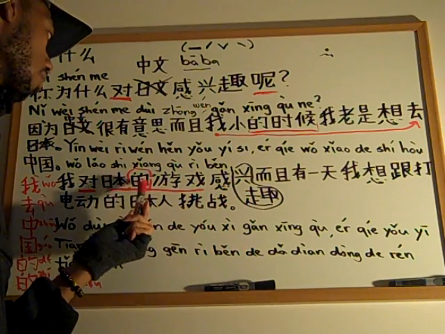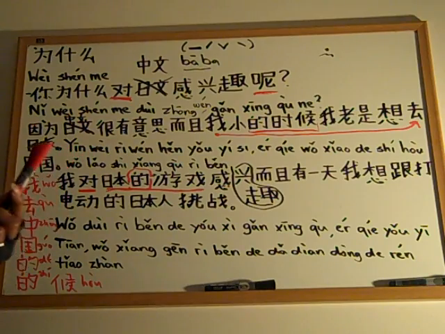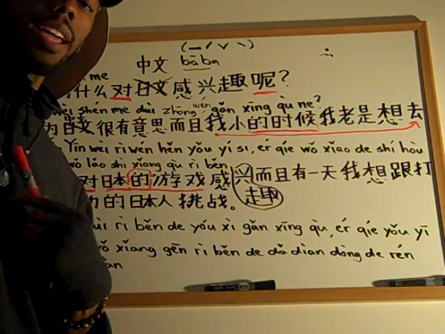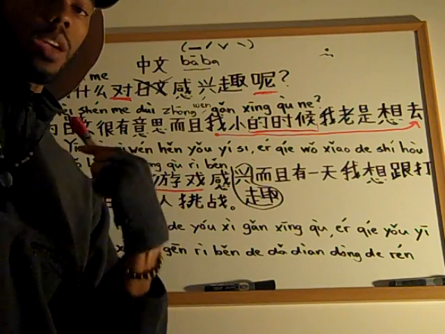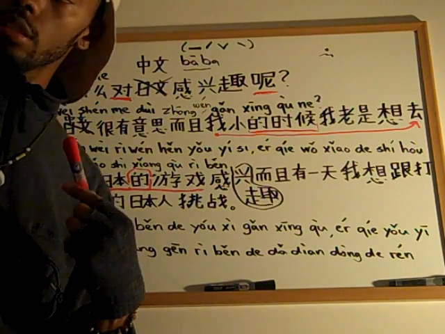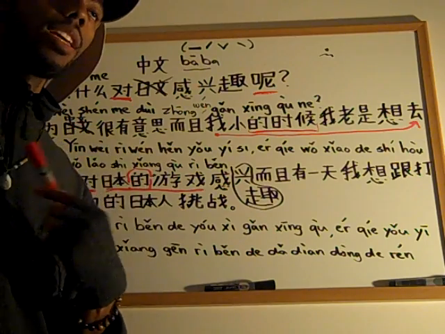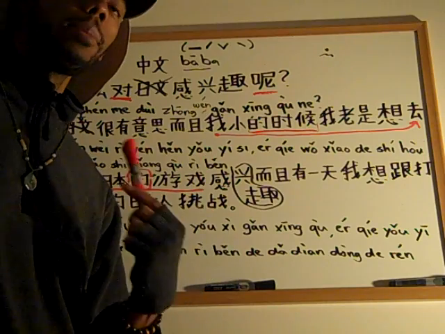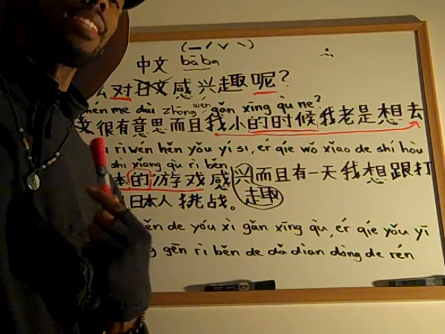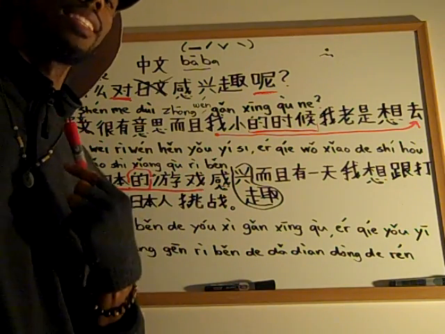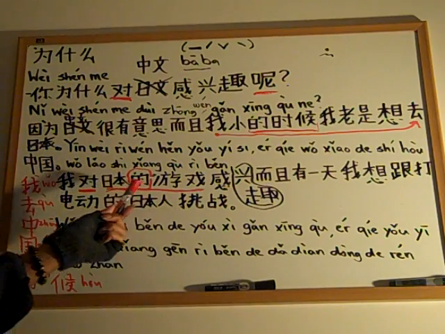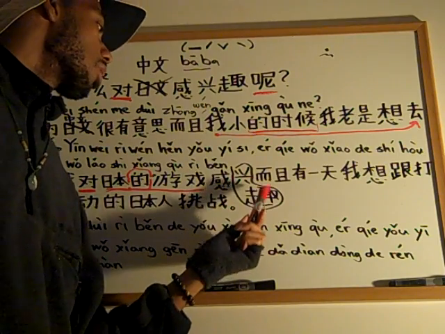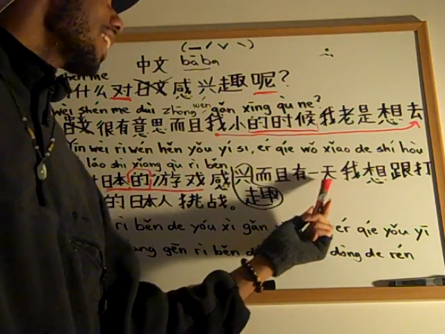Okay, and I'll give you an example with the "the" here. For example, 我 means I or me. And then if I say 我的, that means my. So if I say 我的名字, that means my name. So, Japanese games, the games of Japan, 感兴趣而且 and 有一天.